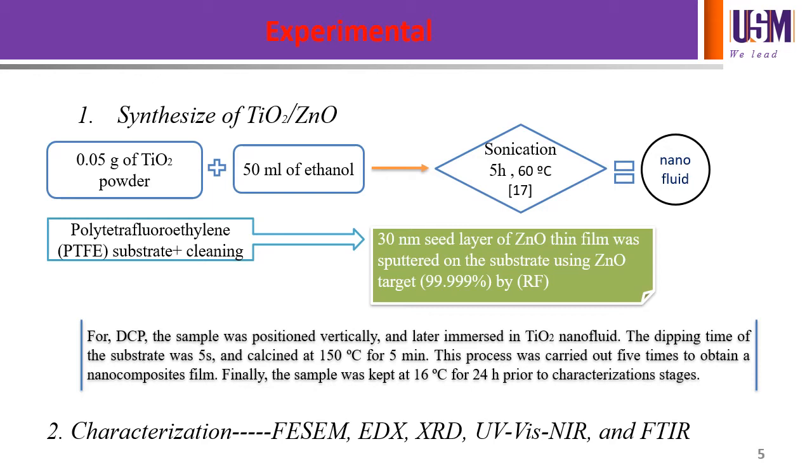The experimental method is summarized as follows. The titanium dioxide was prepared by combining a specific amount of titanium dioxide powder added to a specific volume of ethanol inside a closed bottle. The mixture was processed under the sonication system at 60 Celsius for 5 hours. The output was titanium dioxide nanofluid.